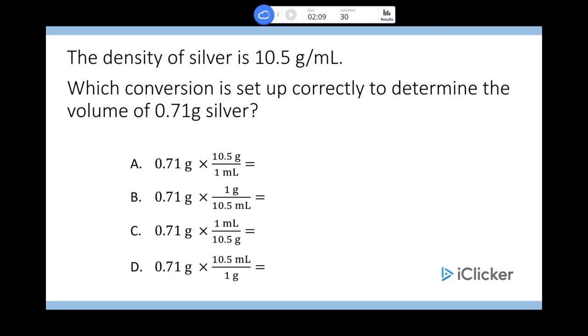All right, so we are provided that there is 0.71 grams of silver, and we want to find the volume of this. We have the density is 10.5 grams per milliliter. Grams is mass, milliliter is volume. So we want to cancel out the units of mass. So we would write 10.5 grams per 1 milliliter, and this will give us the volume of 0.71 grams of silver. So this one's C.